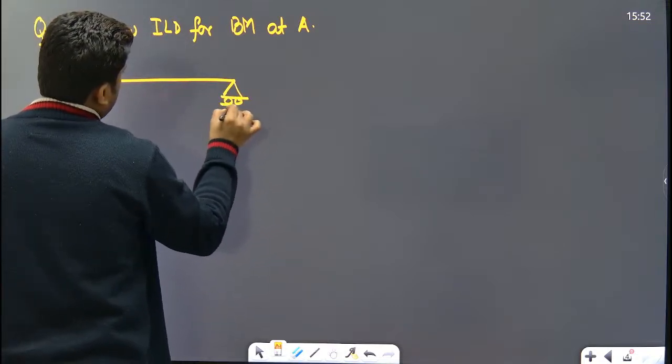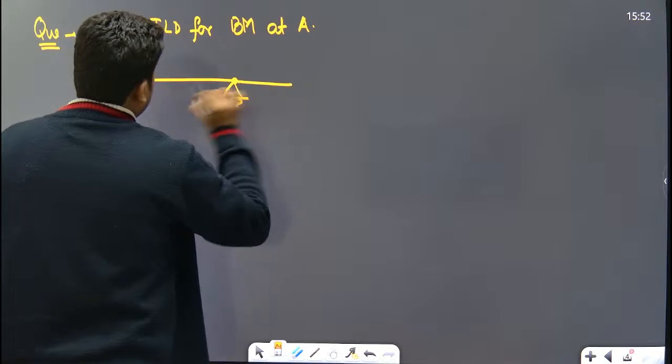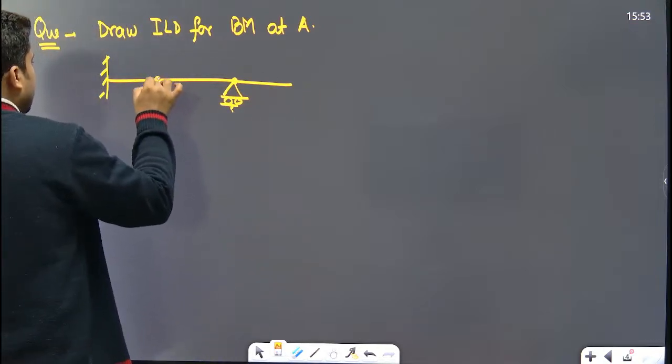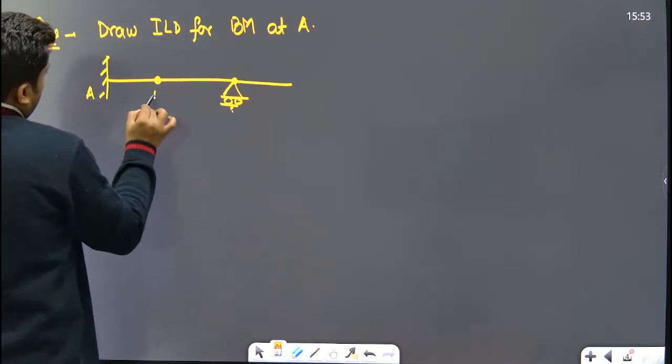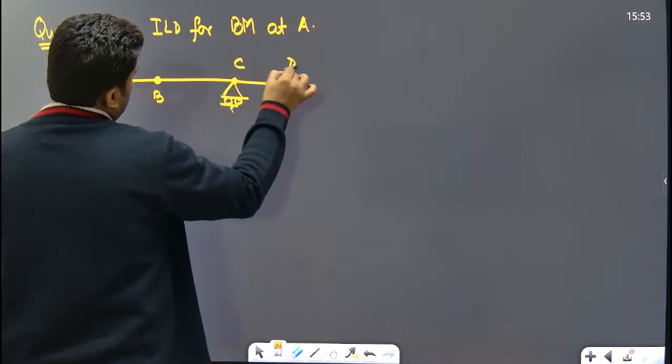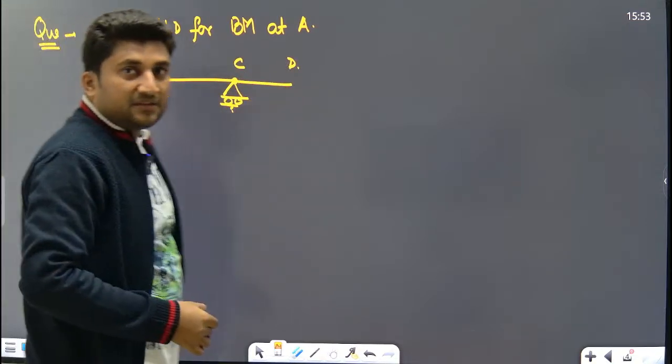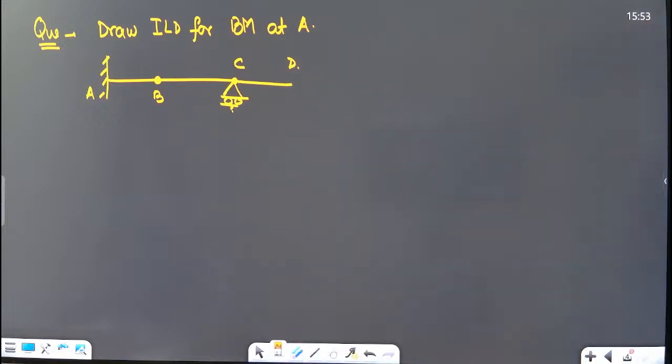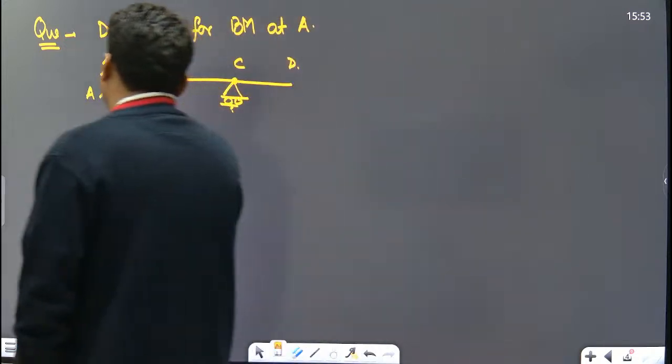And the question is: this is a roller support, this is a free end, and this is an internal hinge. These are A, B, C and D, and the lengths are 3 meter, 2 meter and 2 meter. This is 3 meter.